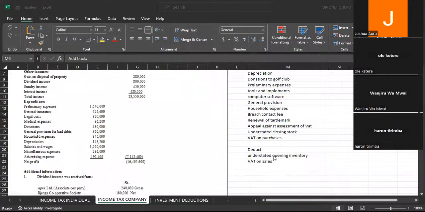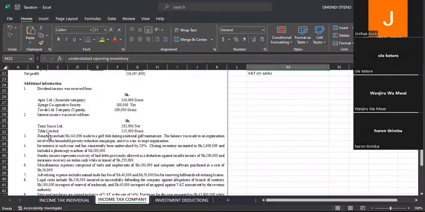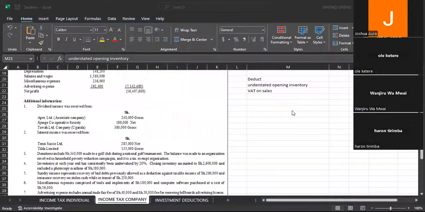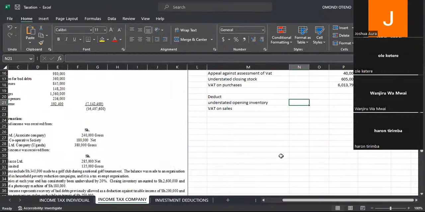So let's look at what we have here. Under understating of opening stock, do we have anything about opening stock? You're being told that opening stock is 1,400,000, and whatever is given there is understated by 20%, which means the value presented to us is 80%. So if 80% is equivalent to 1,400,000, what are we going to have as the understated value?